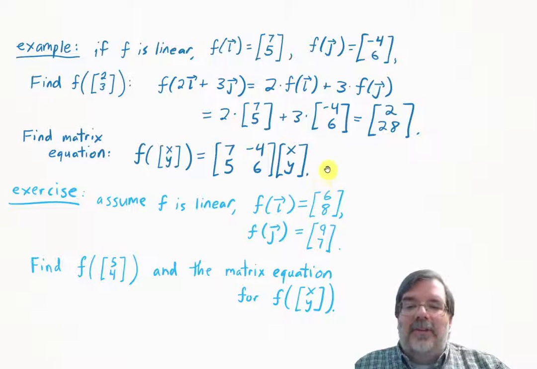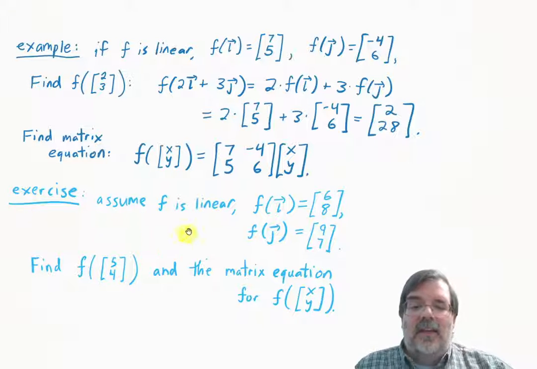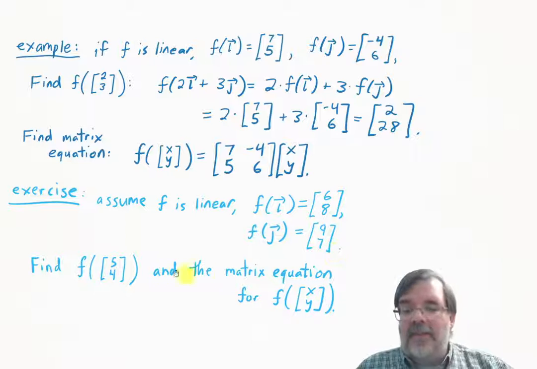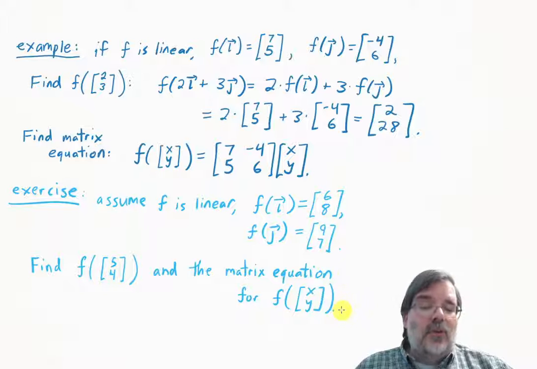Now, as I like to say, you learn math by doing math, so here's an exercise for you to try out. Assume that f is a linear function. No surprises there, we like linear functions. And assume that f of i is equal to 6, 8, and f of j is equal to 9, 7. Find the value of f of 5, 4, and then write out the matrix equation for f of xy. Kind of like this example right here.